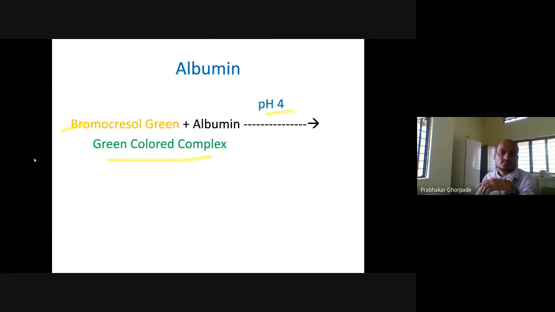So this green color complex we can measure. The green color complex intensity we can see if you are reacting albumin with this bromocresol green at pH 4.